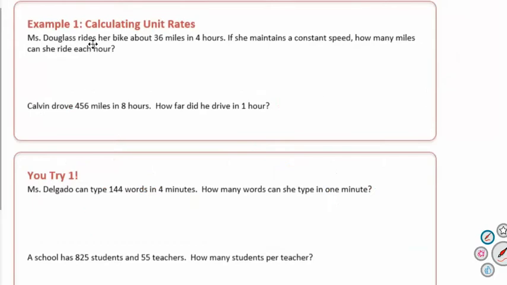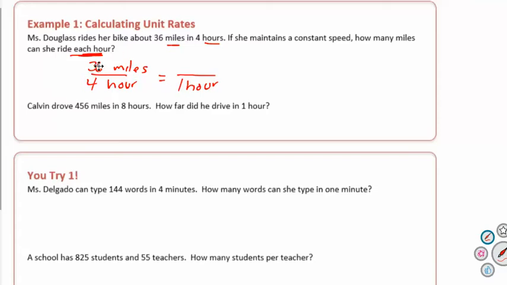Miss Douglas rides her bike about 36 miles in 4 hours. If she maintains that speed, how many miles can she ride each hour? The way that you set up the ratio table is important. If you look at the bottom here, each hour, that means I want to figure out how far she goes in 1 hour. So hours needs to be on bottom. We are comparing miles to hours. So miles needs to be on top, hours needs to be on bottom. Right now she goes 36 miles in 4 hours, but what I want to figure out is how far she goes in just 1 hour, okay? Because that would be my unit rate. I always want my denominator to be 1, okay?